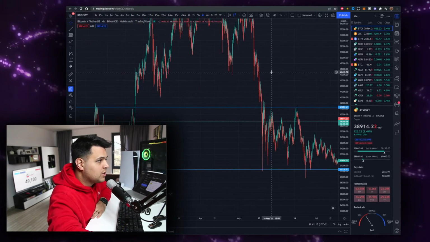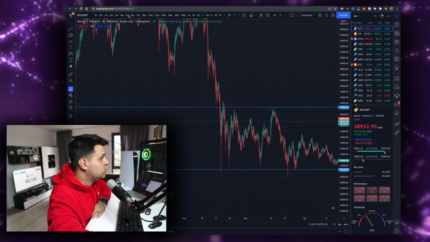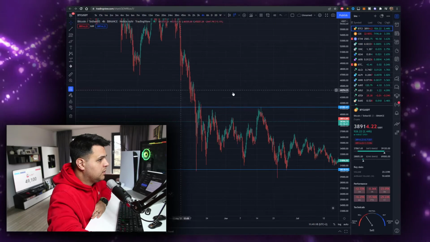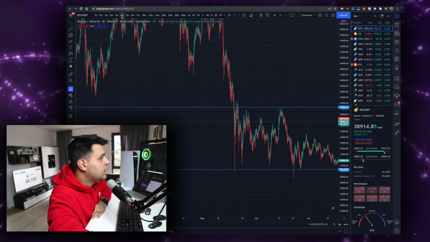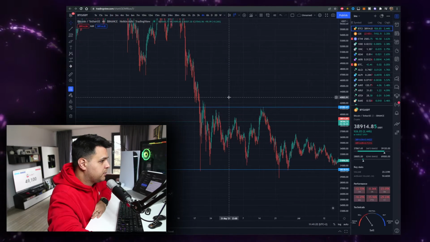So this is for intraday swing trading. If you want to use leverage, use the 4 or 5 minute chart, depending on if you have the paid version. 4 minute works really well, by the way.